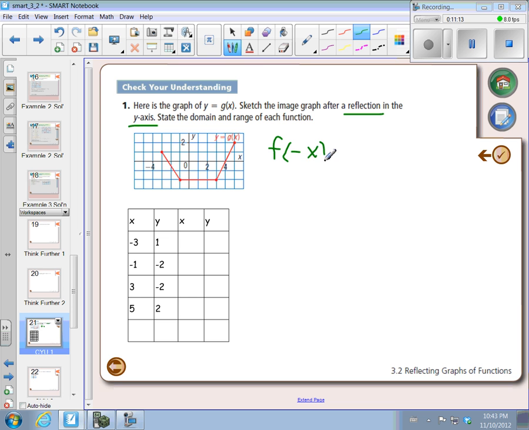Well, if you reflect a graph horizontally, what's going to change? What's going to change? Schmitty, what's going to change? Get your head in the game here, Schmitty.